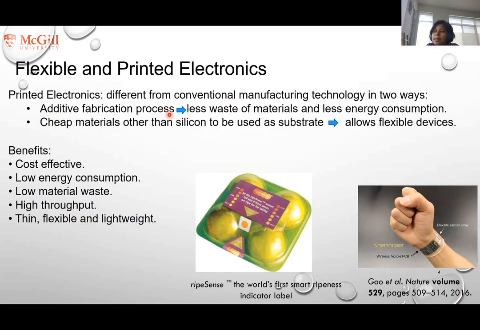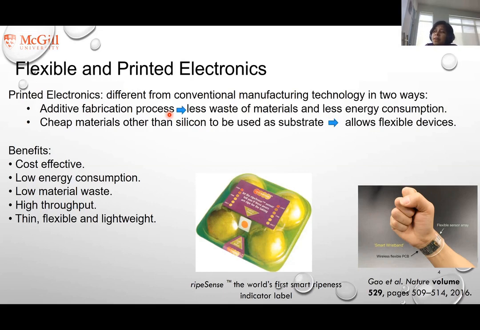What that means is, when we are doing conventional microfabrication technology, to get a pattern we do lithography. So it's a subtractive process. We basically get rid of a lot of material by doing etching. Whereas in printing, we just deposit the material where we want. So we don't really waste material by doing an etching process. It's an additive fabrication process, which means it has less waste of material, and it also needs less energy consumption.